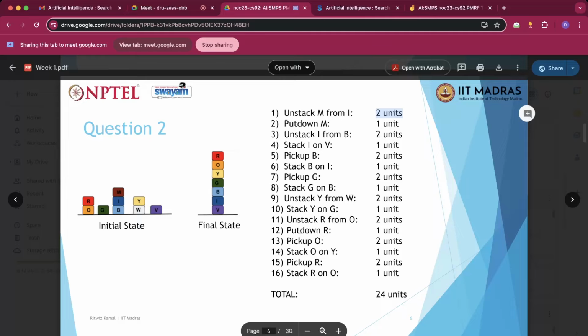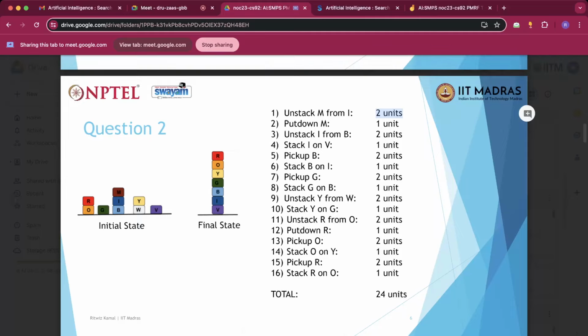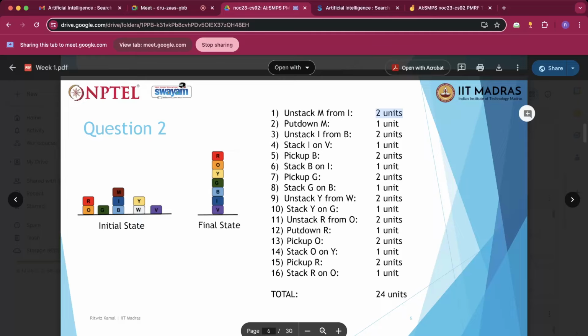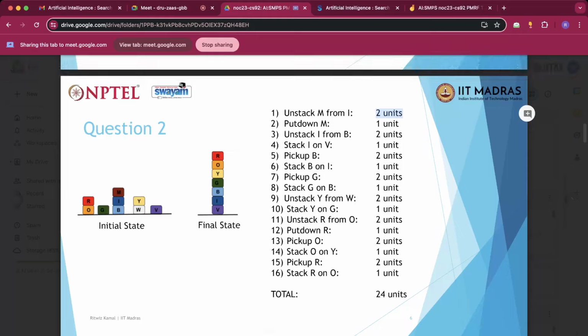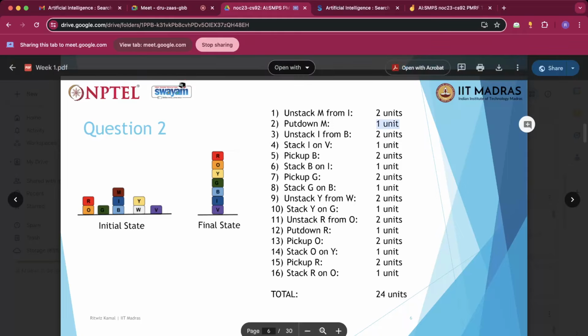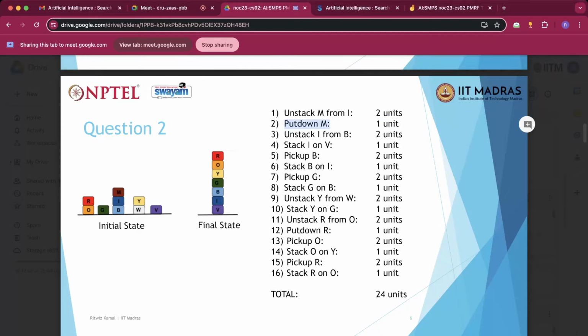Now remember, once we have unstacked M from top of I, the box M is in the robot's hand, right? And the robot must place down M somewhere for it to pick up I, right? So where should it put down the box M? It should put it down on the table somewhere, right? Because that will take lesser amount of time, 1 unit. So it will put down M. This is the second action, and this will take 1 unit of time.